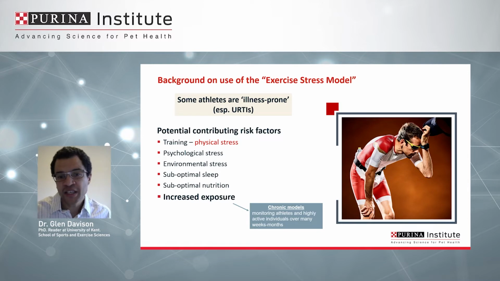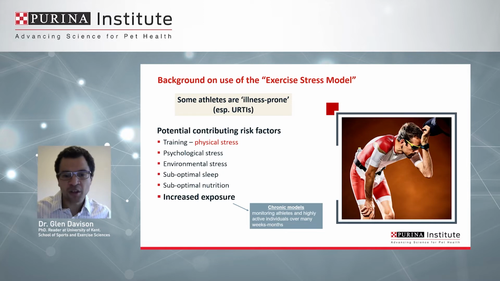And what we see is in some of these groups of individuals, some of them tend to pick up illnesses more often than normal. And we refer to these individuals as illness prone, and in particular, illnesses of the upper respiratory tract. So upper respiratory tract infections, or URTIs, as the abbreviation that you can see up at the top of this screen here. And we look at this in two different ways. We use what we call a chronic model, and we also use an acute model.